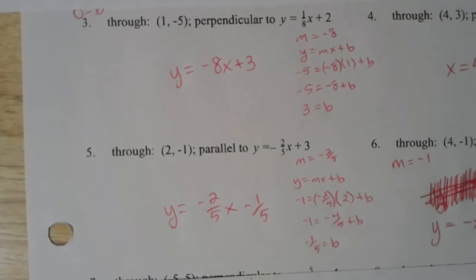All right, so the last part. So 4.4, we split into two sections. So this last section is going to be writing equations of parallel and perpendicular lines. Okay, so let's look at number 3.